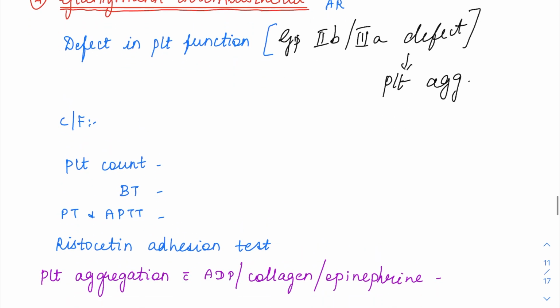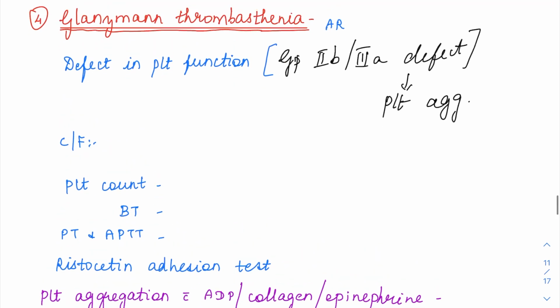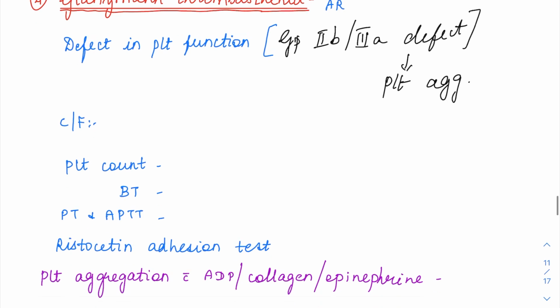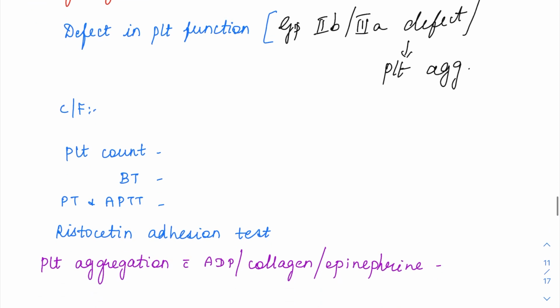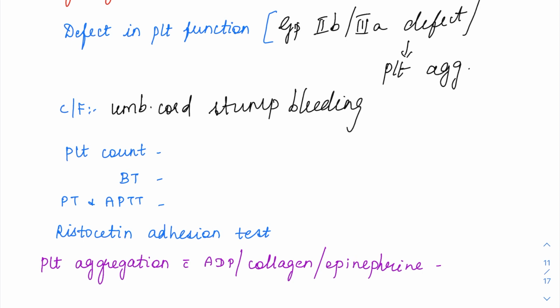So when platelet aggregation cannot happen, in terms of clinical features, you'll have a characteristic history they'll give for Glanzmann thrombasthenia, and that is umbilical cord stump bleeding at birth. In the stump of the umbilical cord at birth, they are going to have continuous bleeding. The bleeding is not going to stop. That is the classical history they give for Glanzmann thrombasthenia.